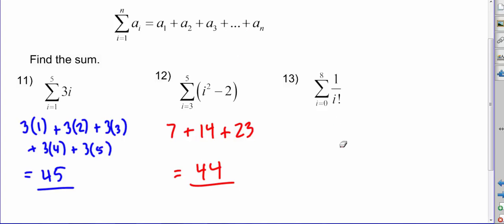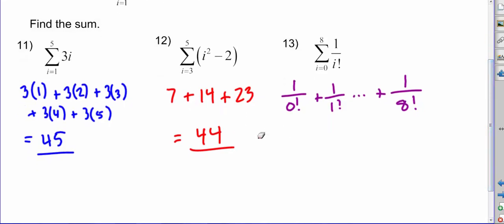All right, one more. This time is the summation from i equals 0 to 8 of 1 over i factorial. This could be fun, and by fun, I don't know why I'm saying the word fun, because this is not fun. But here we go: 1 over 0 factorial plus 1 over 1 factorial, and I'm just going to do a dot, dot, dot and say plus 1 over 8 factorial. Now, watch what happens when we start doing this. It's kind of an interesting little problem.